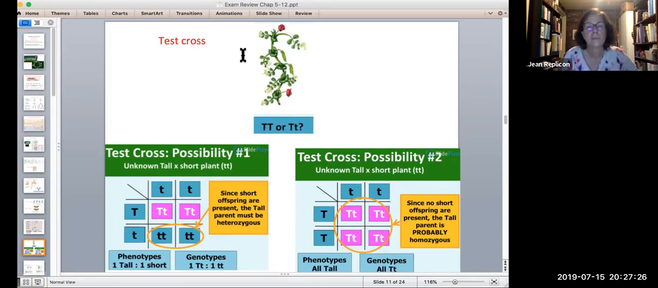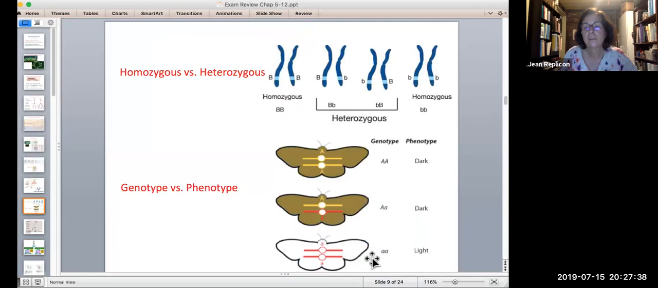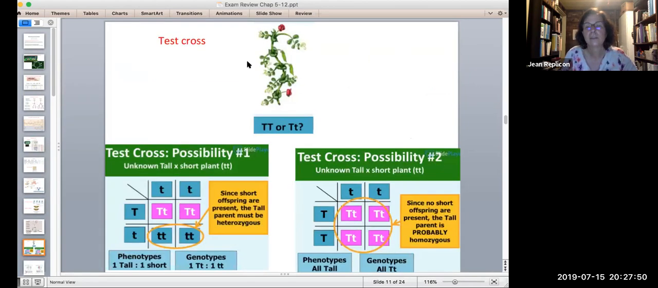How does one tell? Well, you do a test cross. In a test cross, you cross it with one that you know the genotype for. And like I said, what we do know the genotypes for are those that show the recessive trait, because the only way they can show that recessive trait is if they're recessive homozygotes for it. And so that's what's used in test crosses. You cross with a recessive homozygote. In this case, that's a short plant. So we're crossing the unknown tall, unknown because we don't know the genotype, with the short plant.